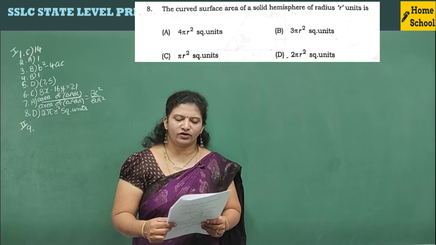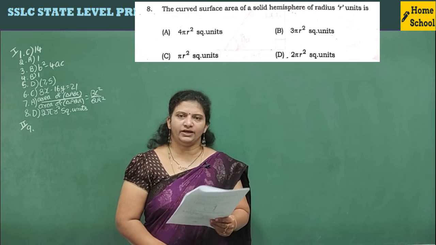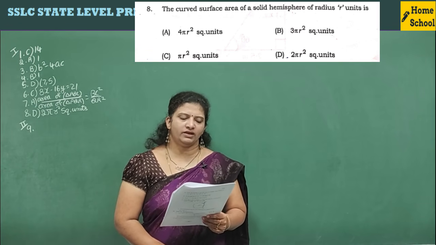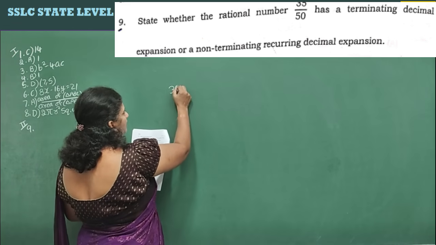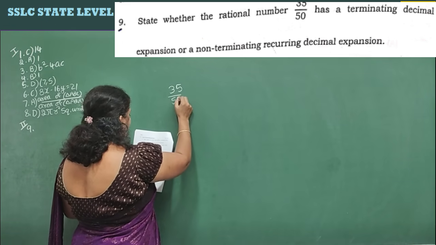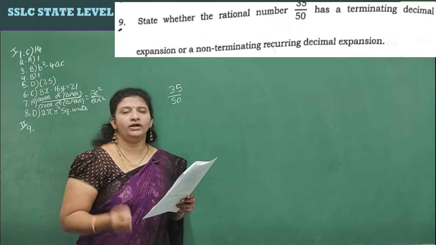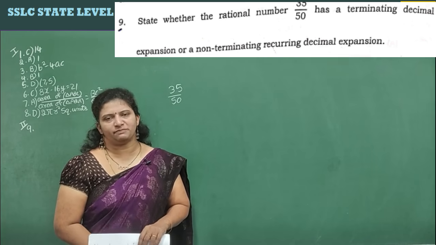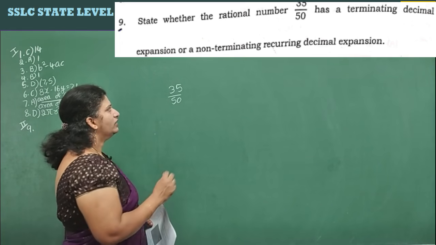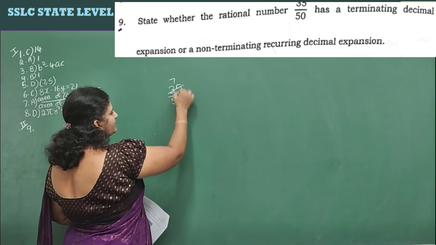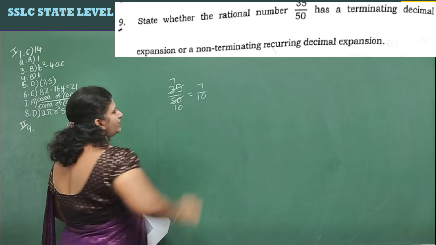Second main, answer the following questions. In this, you will have 8 questions. Each carries 1 mark. 8 into 1, 8 marks. Ninth one, state whether the rational number 35 by 50 has a terminating decimal expansion or a non-terminating recurring decimal expansion. How can you find this? Just look over here. I can cancel this. 5 7s are 35, 5 10s are 50, and your fraction is 7 by 10.